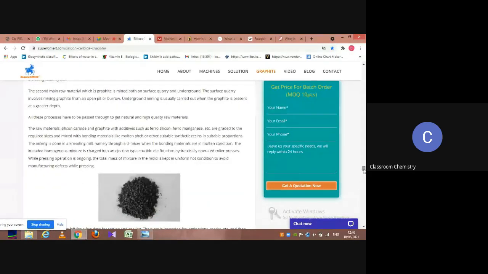Okay. Now once you have these raw materials, silicon carbide and graphite, you have to add additives such as ferrosilicon, ferromanganese, etc. So the names of these compounds are ferrosilicon and ferromanganese, which act as the additives. These are graded to the required size and mixed with a bonding material like molten pitch or other suitable synthetic resin in suitable proportions.